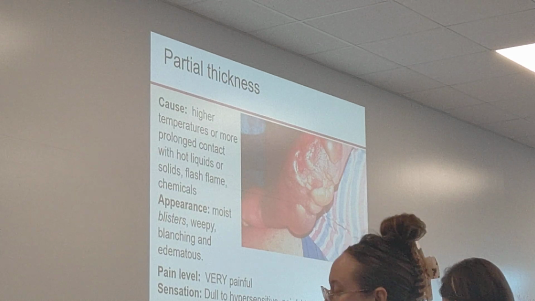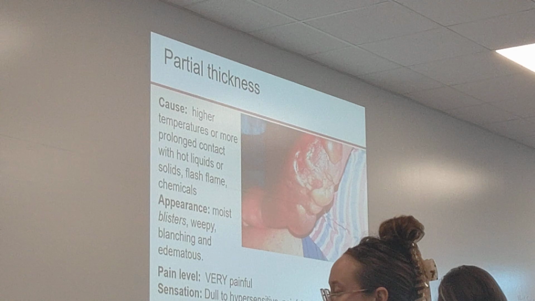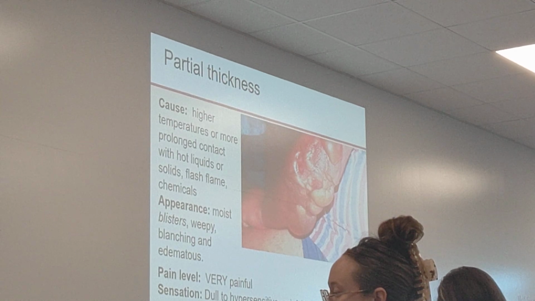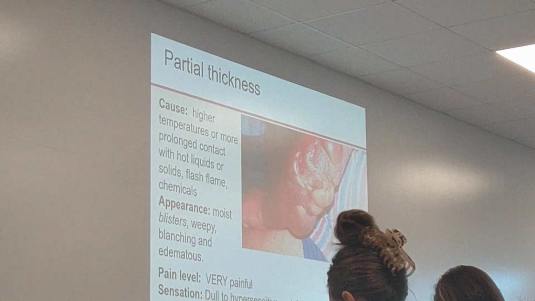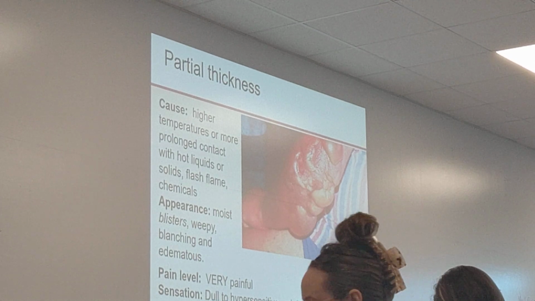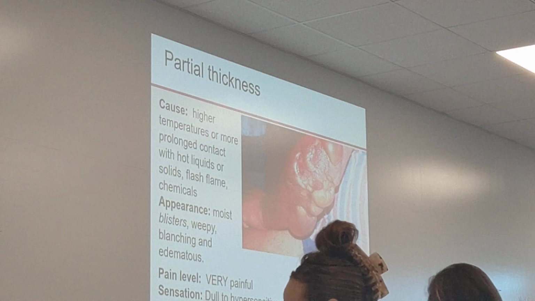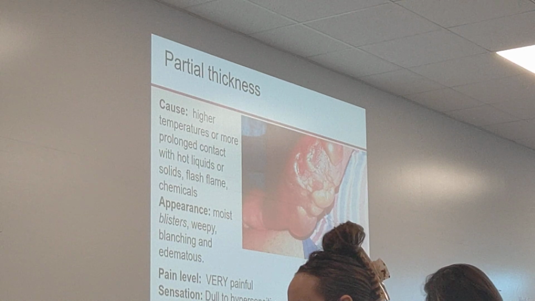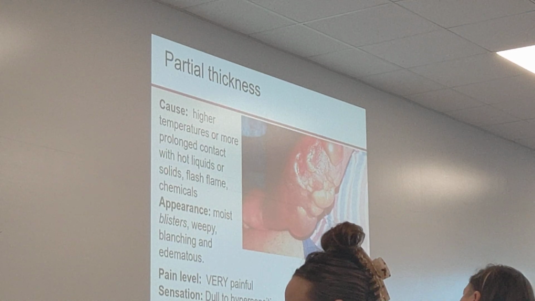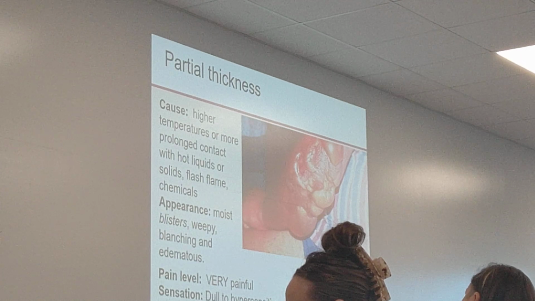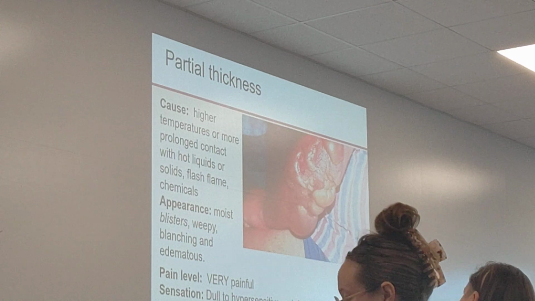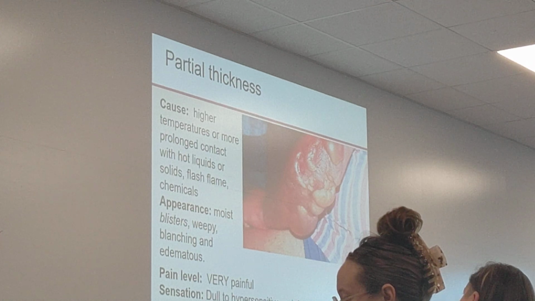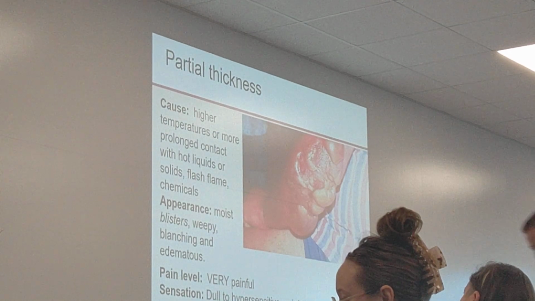Partial thickness. So those are blisters, big blisters on the skin. Higher temperatures, prolonged contact with hot liquid, super hot liquid. Sometimes chemicals can cause this. They're normally moist blisters. They might be weeping. They're blanching. A lot of times you get swelling or edema in that area. Very, very painful.